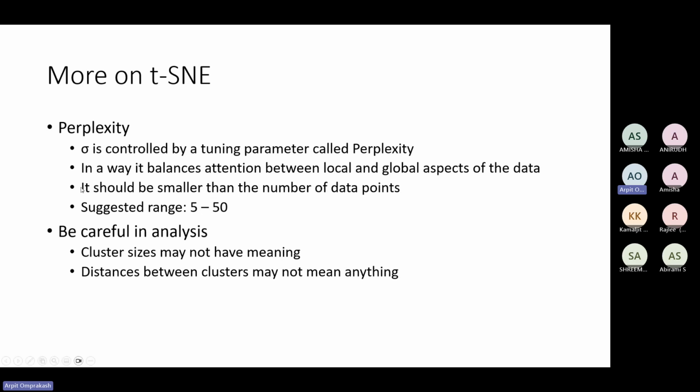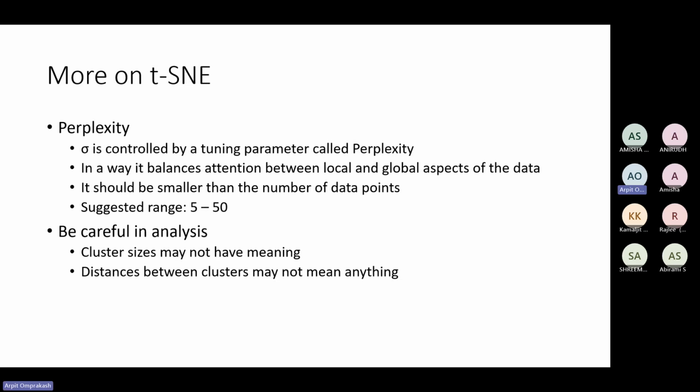Ideally, the perplexity should always be smaller than the number of data points, and the suggested range is 5 to 50. If you change the value of your perplexity, your plots will turn out to be very different, so you might not get an actual representation of your data. This is something you need to be careful with when choosing a value for perplexity.